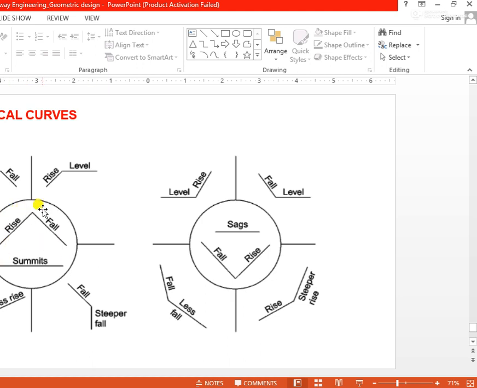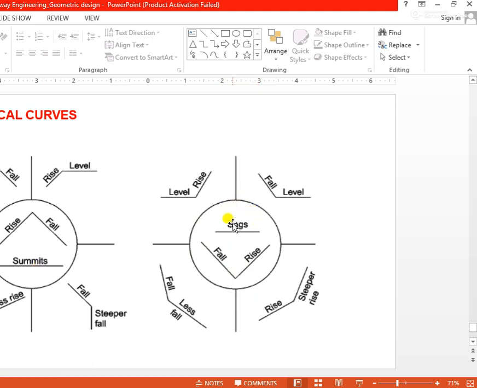Rise, fall. Some apex is there in the figure, so this shape is called summit. Maybe rise, less rise, fall, steeper fall, but all are summit. If some upward apex is created, first rise then fall, this is called summit. And in the final figure, first fall and then rise, this kind of downward apex, this kind of shape is called sags.